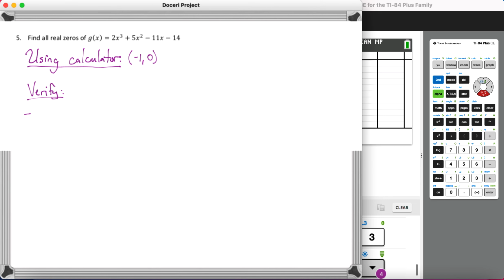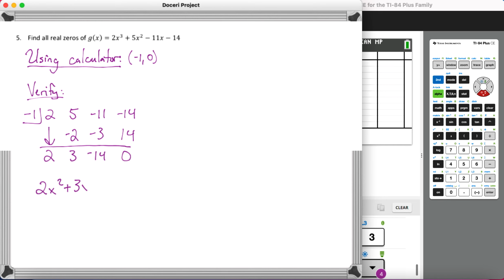Now this one's a little bit nicer because, again, there's one less term. There's no need for a placeholder. Everything is in order like it's supposed to be. So we're just going to go ahead and do synthetic division and work that through. Same steps as always. Again, we get a remainder of 0, so I know we're in good shape. So you're left with 2x squared plus 3x minus 14.